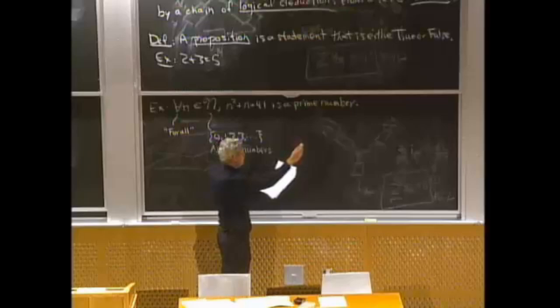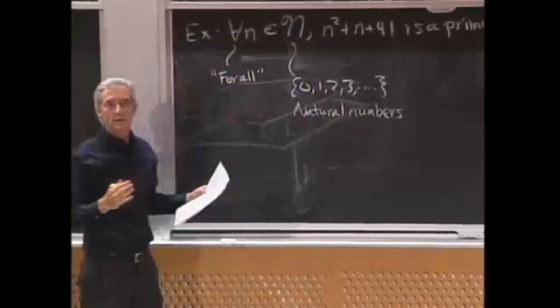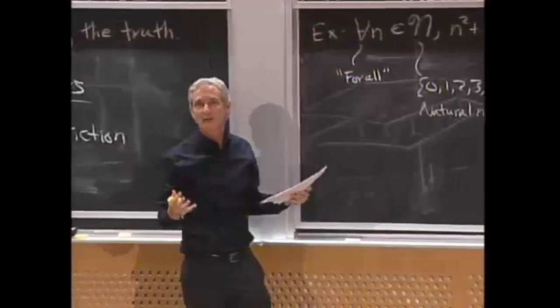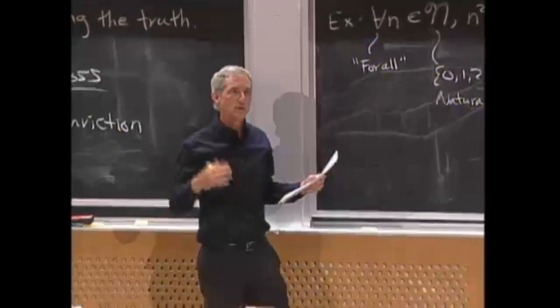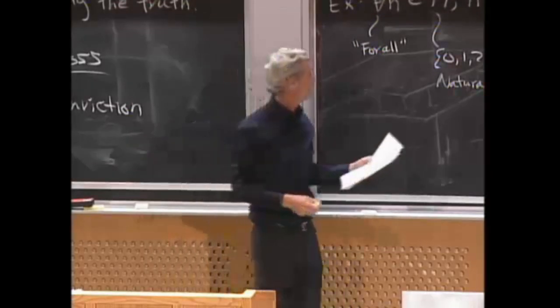Now, a prime number is a number that is not divisible by any other number besides itself and 1. So 2, 3, 5, 7 are prime. 9 is not because it's 3 times 3.